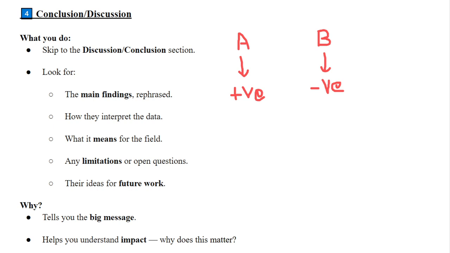Okay. And the data is also important: the data and the limitations, the future work, what they are finding, the data and the interpretations, the main field, and any limitations, open questions, and future work. That is important. They may both be doing the same work, but they will be getting different results.